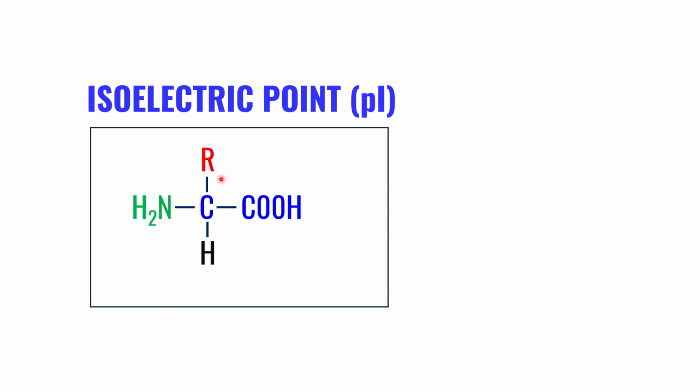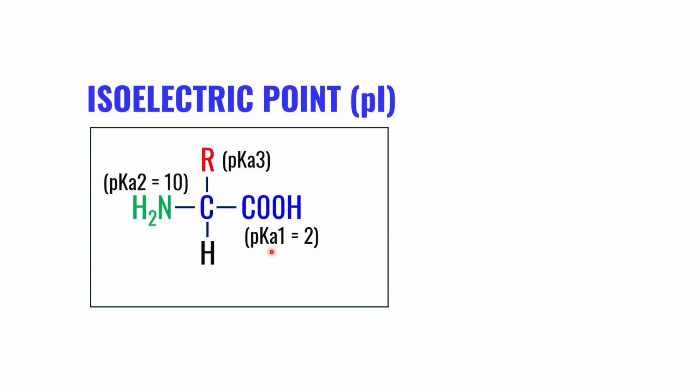Each ionizable group in this molecule has a characteristic pKa value. For example, for the carboxylic group pKa1 is equal to 2, for the amino group pKa2 is 10, and the value of pKa3 will vary depending on the nature of R. We will discuss that later.